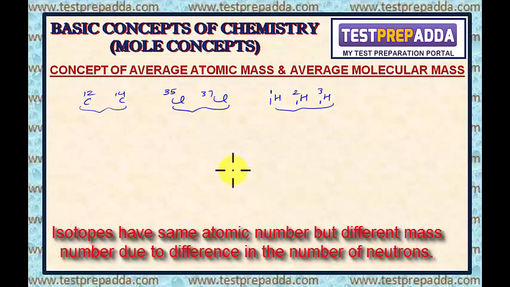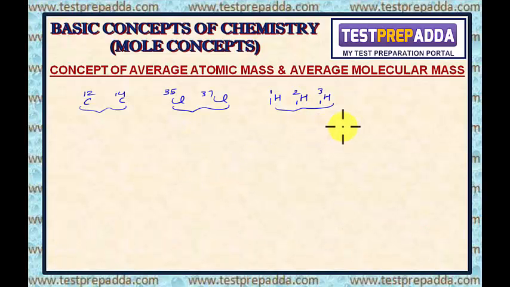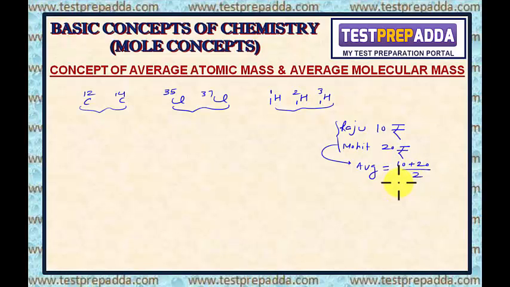So, first of all, the term average. You must be aware of the term average. In a mathematical way, if I say Raju has, let us say, 10 rupees, and Mohit, let us say, has got 20 rupees, then what will be the average? It's very easy. Average money will be 10 plus 20 upon 2, and that is 15.